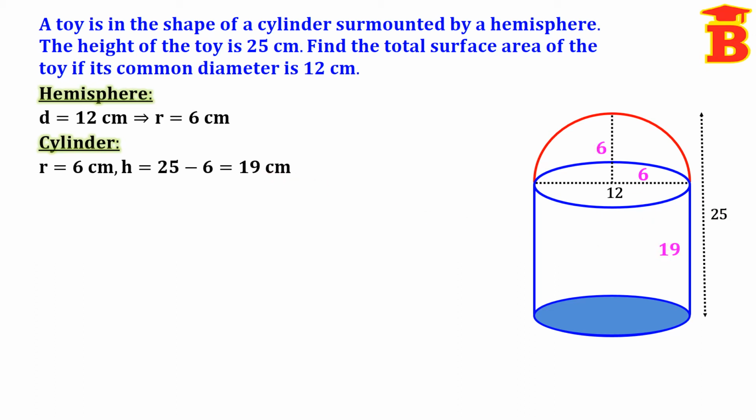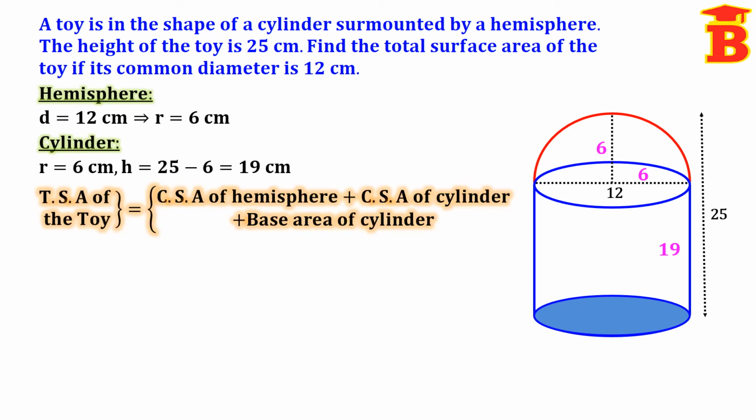Now we have to find the total surface area of the toy. So here we can observe that the total surface area, that is the TSA of the toy, is equal to CSA of hemisphere plus CSA of cylinder plus base area of cylinder. Here the question is the TSA of the toy. So the toy is this full shape.